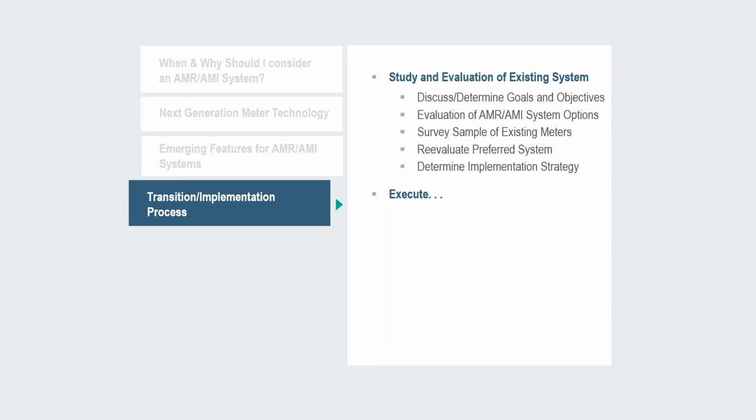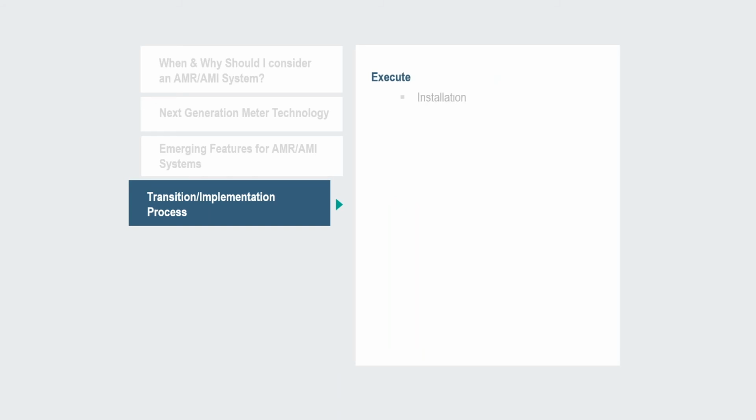So we've got an idea of what we want to do, or we're set on doing an AMR system or an AMI system. How do we want to implement that? And that gets into the execution. Well, the execution, as much as I'd love to tell everybody on the webinar today that it's as simple as pulling out a meter and putting a new meter in, it's not. It never is. Most of the time when we're doing meter changeouts, we have issues.